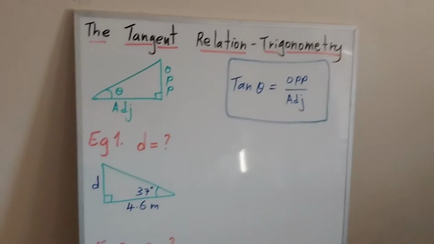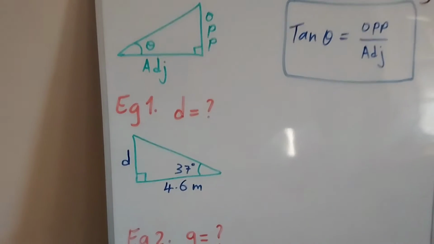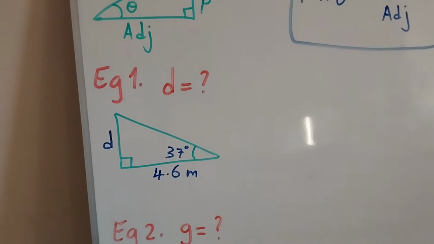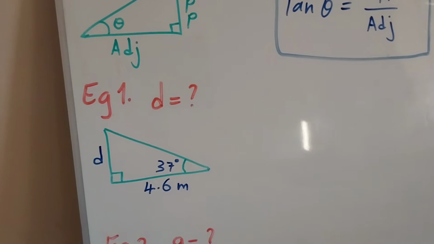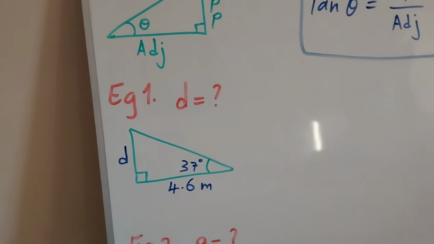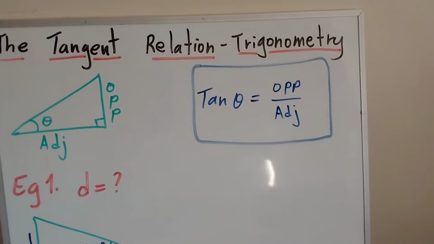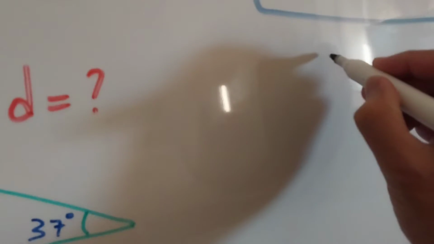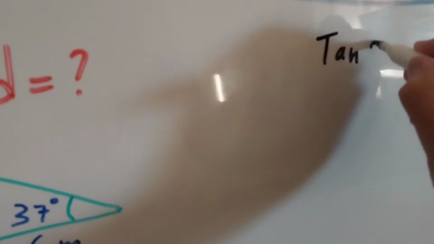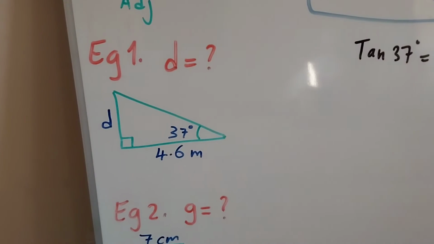Let's straight away get to example 1. There is a right angle triangle here and we are solving for an unknown side D. So we start with the formula. Tangent of the angle is equal to opposite over adjacent. The angle over here is 37, so tangent of 37 degrees would be equal to opposite over adjacent.